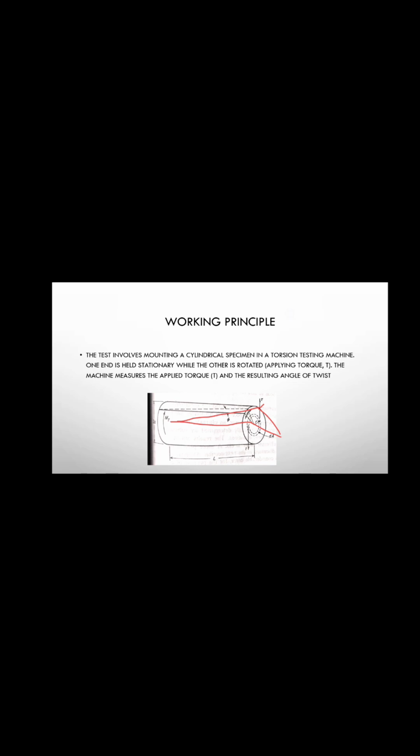The machine measures two main things: the applied torque and the angle of twist. The angle of twist is what I mentioned before. Using these values, we calculate shear stress, shear strain, and modulus of rigidity. The torque is related to the specimen in the machine and the number of rotations it takes to rotate.